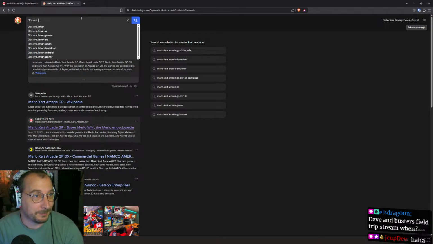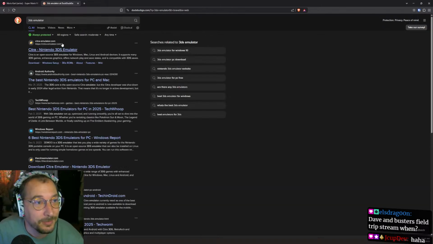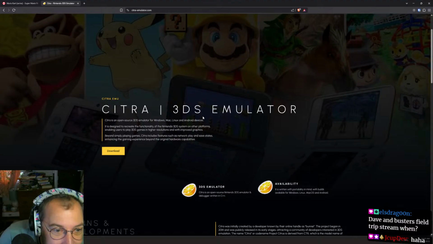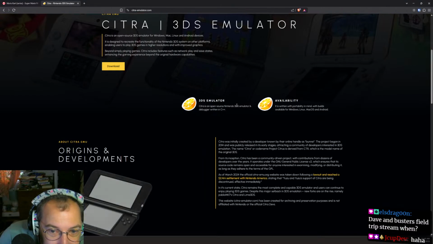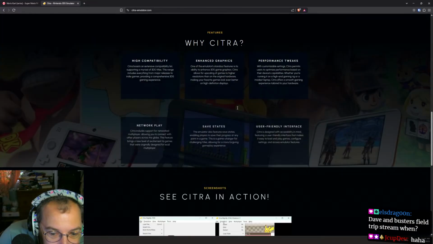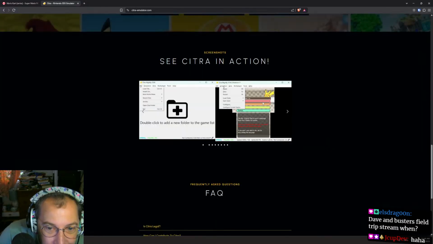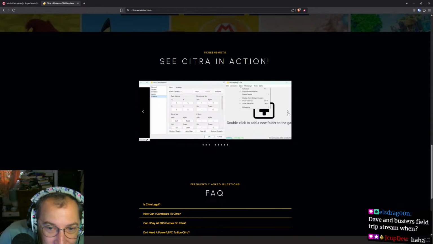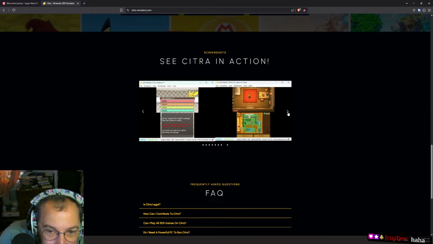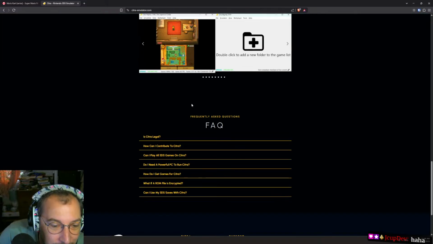3DS emulator. I'm just going to look it up just out of curiosity. I'm not breaking the law. Written in C++. I do have a copy of the game. I just completely forgot about it. Alright. Well, it might work. We might be able to make it happen.